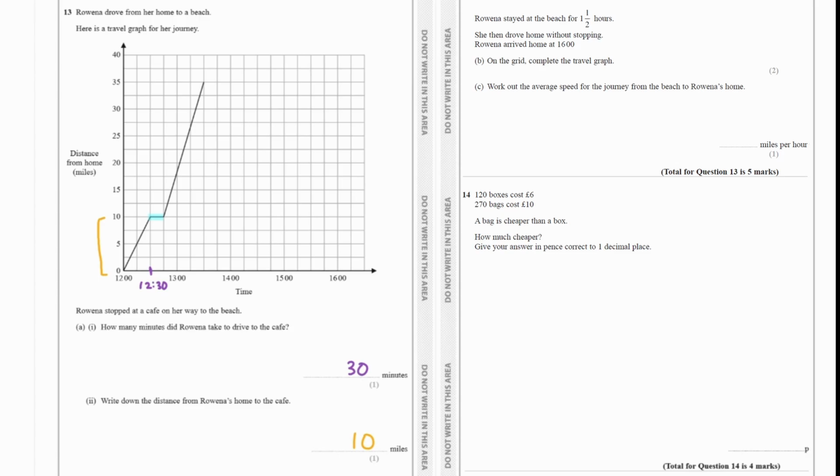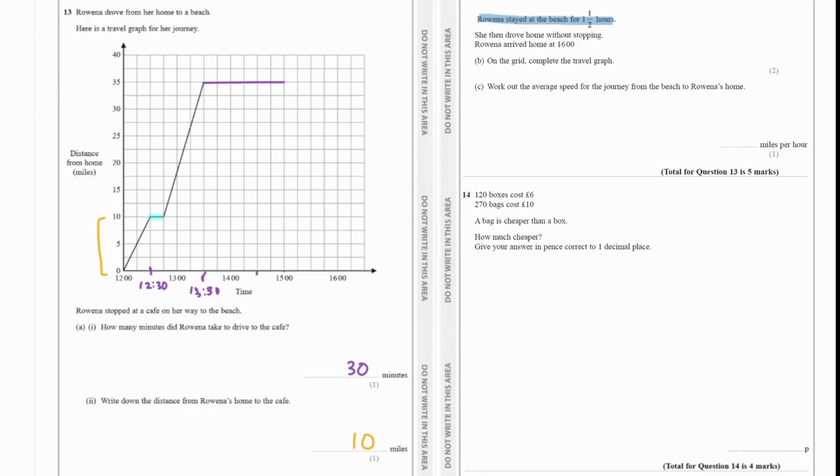Rowena arrived home at 16 o'clock. Part B, on the grid, complete the travel graph. So the question says Rowena stayed at the beach for 1.5 hours. And we can see that she reached the beach at this time here. And again, that's in the middle of 13 o'clock and 14 o'clock. So that is 13:30. If she stayed for 1.5 hours, if we add 1 hour, that first takes the time to 14:30. And if we add the half hour on, it takes the time to 15 o'clock. Therefore, she stayed at the beach up to 15 o'clock.